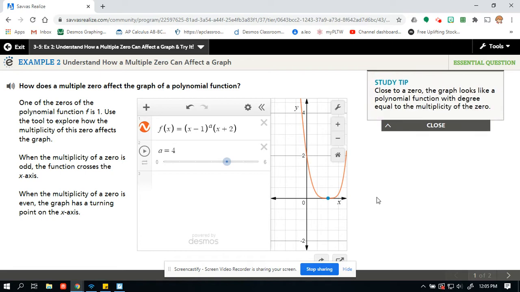All right, study tip. Let's look at this. Close to a 0, the graph looks like a polynomial function with the degree equal to the multiplicity of the 0. If you look at this, let's go back down to 2. You see that this comes down and makes this nice sharp U. But when we go to 4, it comes down and it's more spread out here. It's a lot more spread out. And if we keep going to 6, you see that it becomes even wider as it comes in. So there you go. There are some key things to look at with multiplicities.